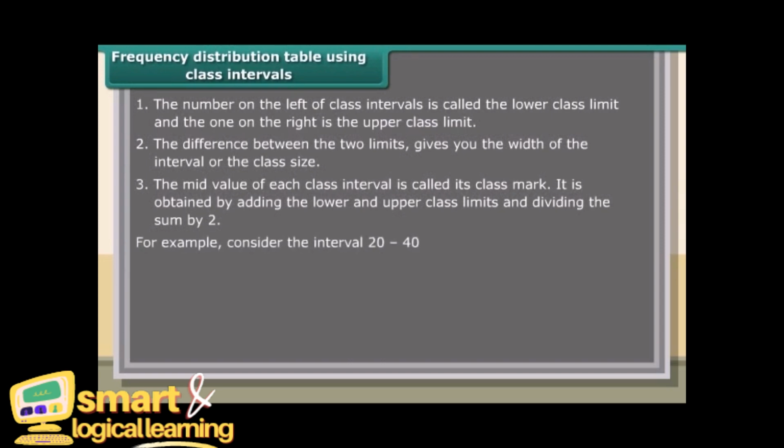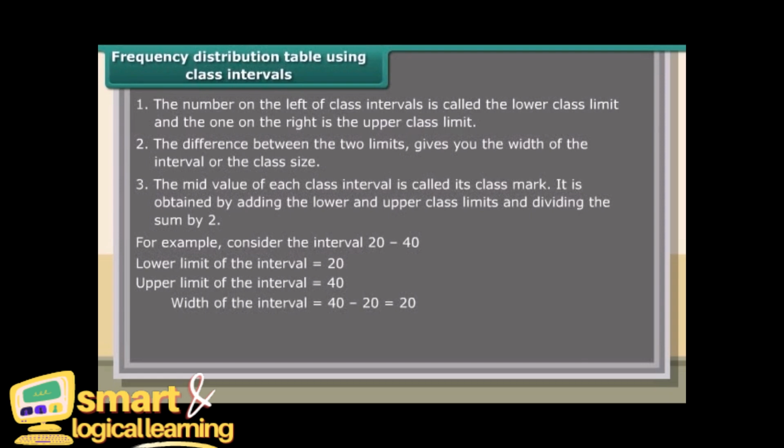For example, consider the interval. Lower limit of the interval is equal to 20. Upper limit of the interval is 40. Width of the interval is equal to 40 minus 20, which equals 20. Class mark is equal to (20 + 40) / 2, which is equal to 60 / 2, which equals 30.